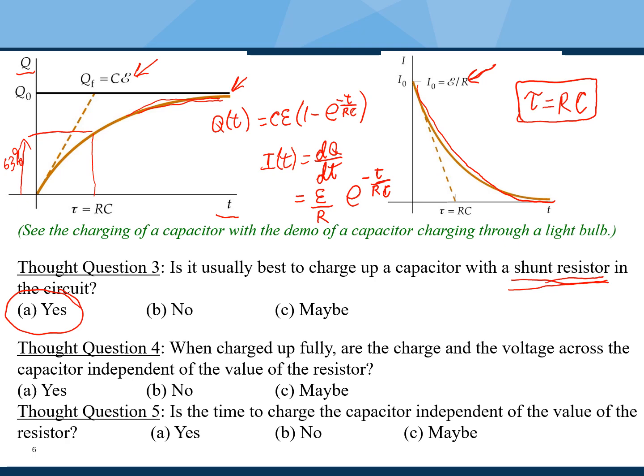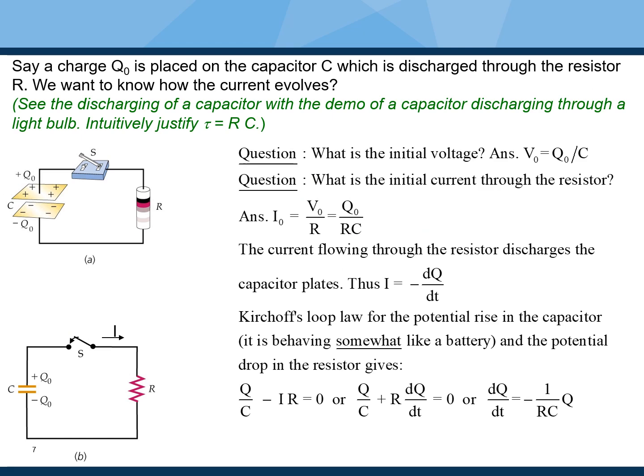Okay, let's move on and now deal with a situation that is exactly the opposite. In the first part of this unit, we saw how to charge up a capacitor. Now we're going to learn how to discharge a capacitor. Imagine that we placed a charge of plus Q0 and minus Q0 on this capacitor C, and the switch is open, and we instantaneously close the switch. The voltage on this capacitor is just given by Q0 divided by C.